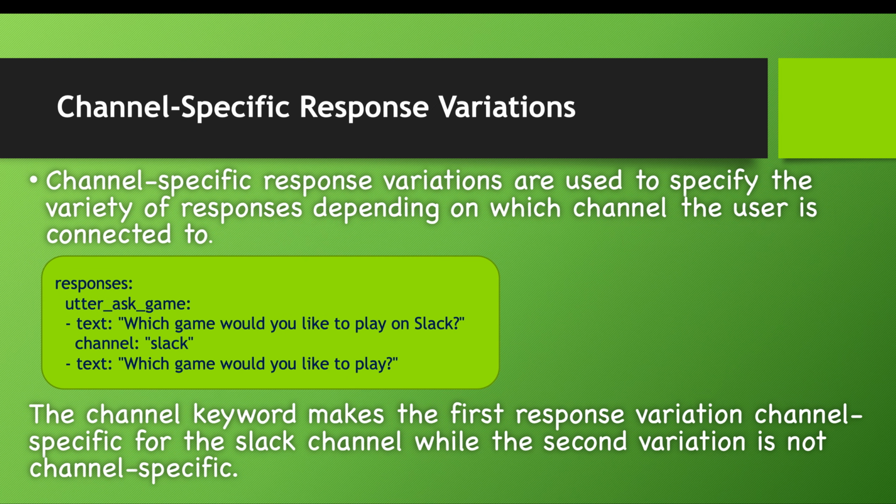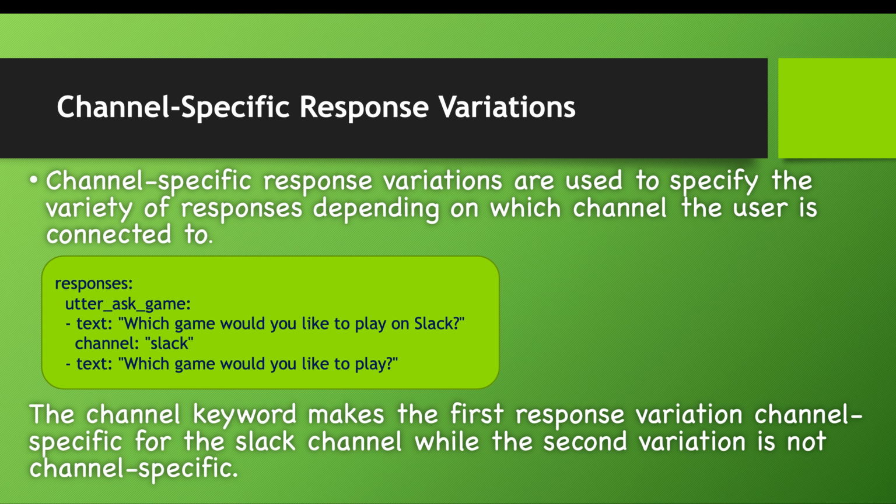Now, what are channel-specific response variations? Channel-specific response variations are used to specify a variety of responses depending on which channel the user is connected to. Here you can see in this example, for response utter_ask_game, we have provided two text messages. One text message with channel specified as Slack. The channel keyword makes the first response variation channel-specific for the Slack channel, while the second variation is not channel-specific.